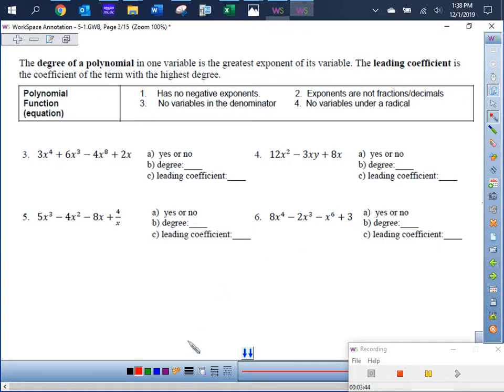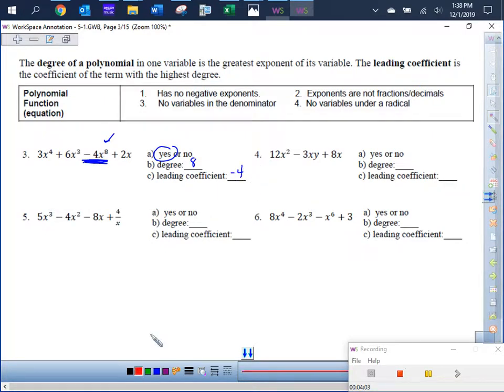If we try this one, are they using one letter? Yep. And do all 4 rules pass? Yep. So that's a yes. The degree? Find the biggest one. Sometimes we circle them, sometimes we underline them, whatever. Degree 8, leading coefficient of negative 4.